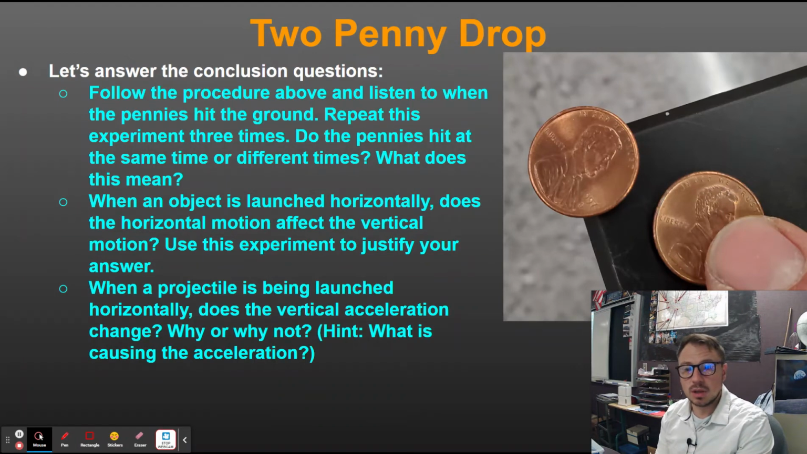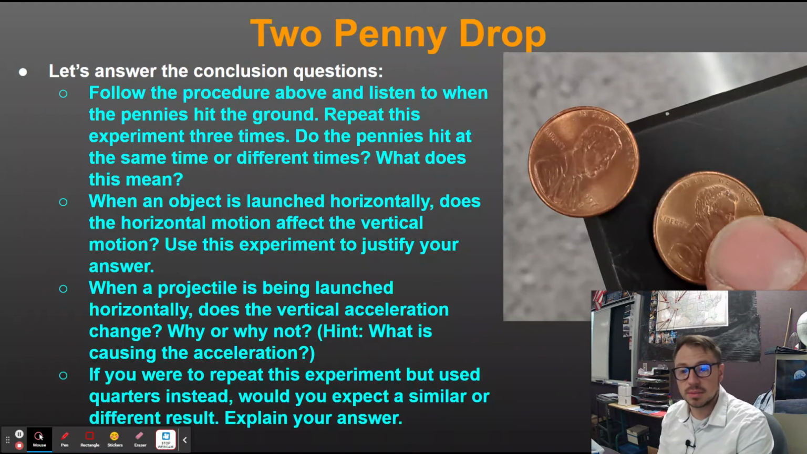When a projectile is being launched horizontally, does the vertical acceleration change? The acceleration is up and down, and I'll give you a hint: what is causing the acceleration? It's gravity, right? So the vertical acceleration, up and down, doesn't change. Gravity is pulling on both of these pennies the same amount, right? And the ratio of net force to mass is going to be the same. They're going to fall down at the same rate.